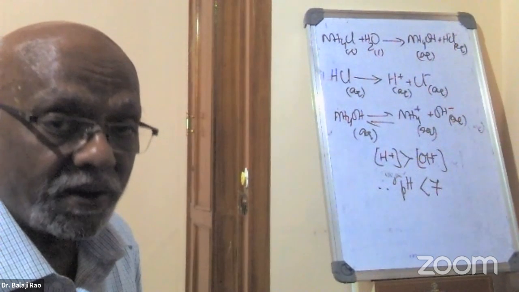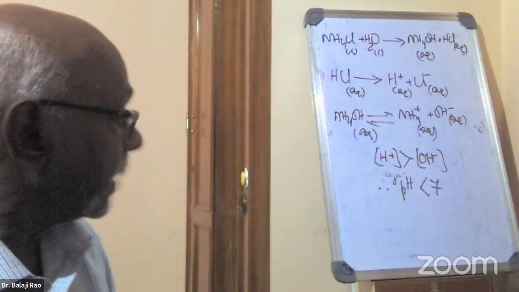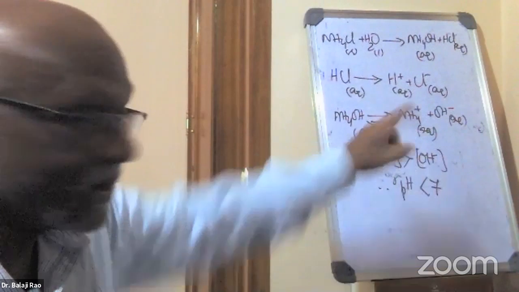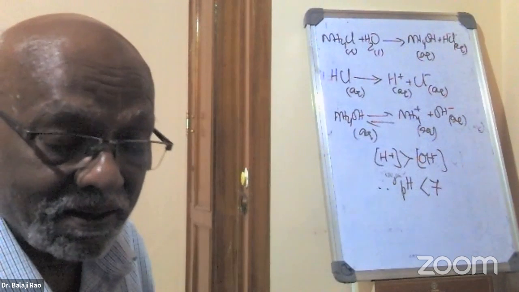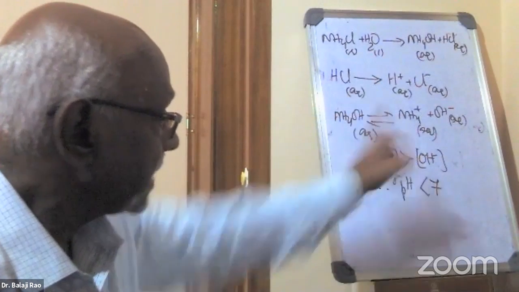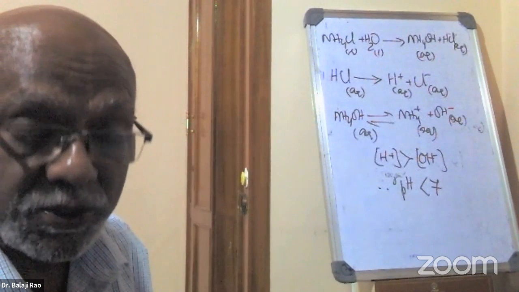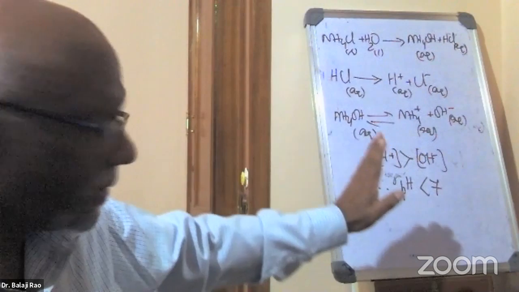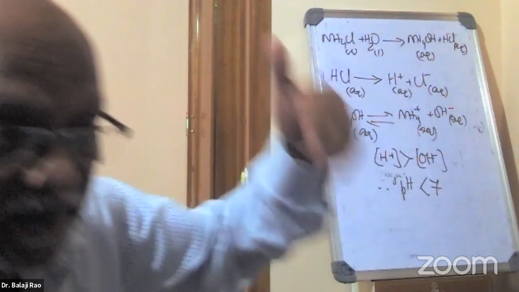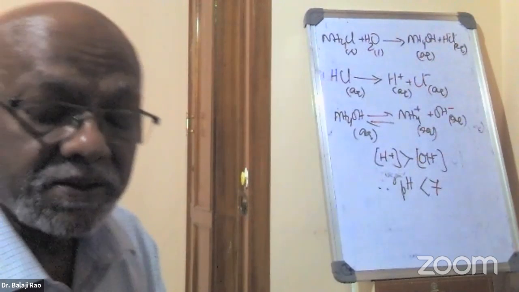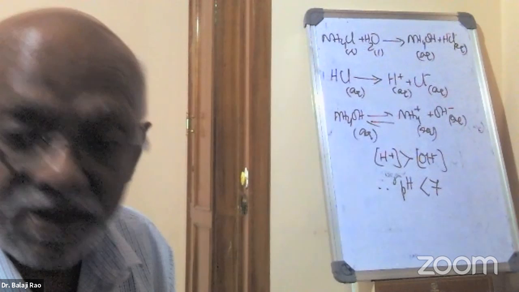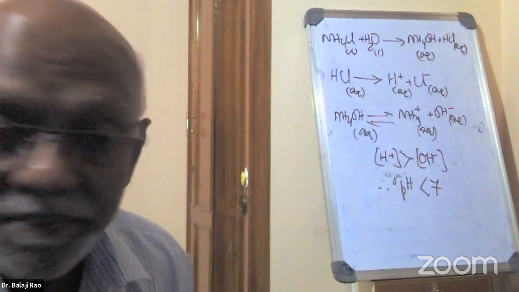We know it is a strong acid. Now, ammonium hydroxide, I said, is a weak base, and it partially ionizes into ammonium ions and hydroxyl ions. Therefore, the solution will have more H plus and a smaller number of OH minus. Because the number of H pluses is more, the solution will have a pH of less than 7. So this is called an acidic salt because the resultant solution is acidic.